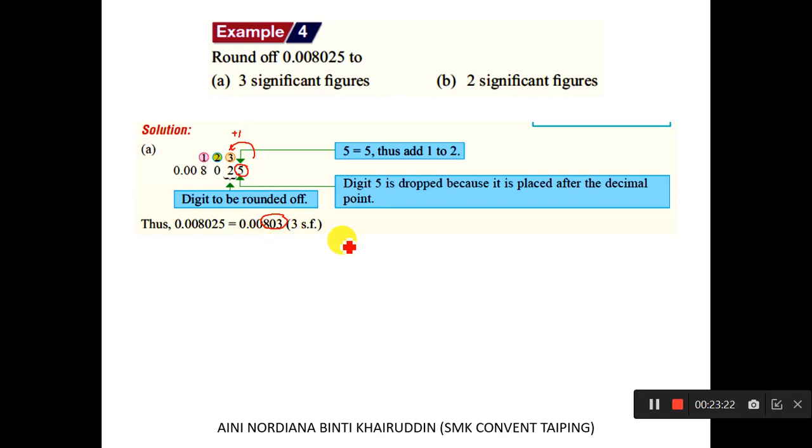So no need to add 0 for digit 5 here. No need to put 0, because as I mentioned earlier from the previous slide, if you put 0 here, it's not 3 significant figures anymore. It becomes 4 significant figures.